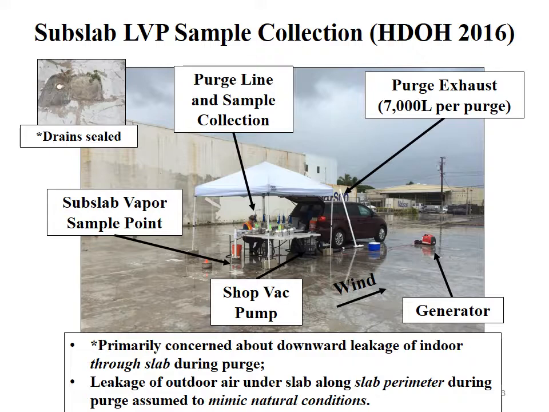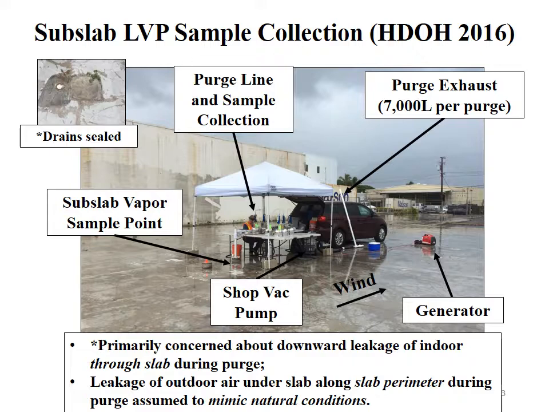Now one thing to point out here is we only bothered to seal the drains within the slab. We're primarily concerned, if you're doing this in real life, about downward leakage of indoor air through the slab during the purge and then back into the vapor point. That would not be realistic in terms of vapor intrusion.